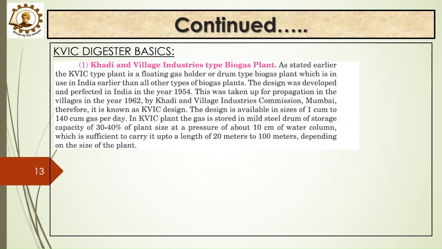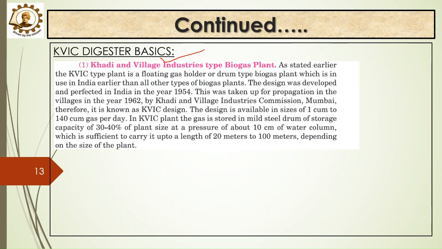Now we have to know the KVIC basics. This is the Khadi Village Industries type of biogas plant, a floating gas holder or drum type biogas plant, which was used in India earlier than any other types. The design was developed and started getting perfected in India in 1954, and it was taken up for propagation in the villages in 1962 by the Khadi Village and Industries Commission, Mumbai. Therefore, the design is known, in short, as KVIC.